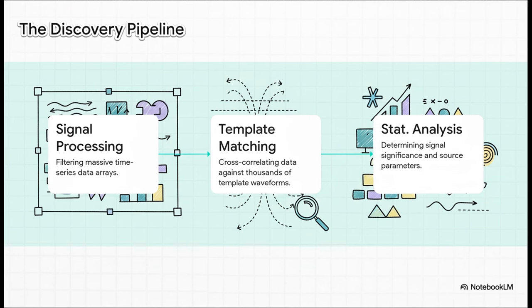So finding that signal was only possible with massive computation, and NumPy was at the absolute heart of it. The raw data from the detectors was loaded into huge NumPy arrays for filtering. Then they had to cross-correlate that data against hundreds of thousands of template waveforms, another massive set of array operations. Finally, they used statistical analysis on ndarrays to figure out if what they saw was real. NumPy's performance wasn't just helpful here, it was absolutely essential. The discovery couldn't have happened without it.